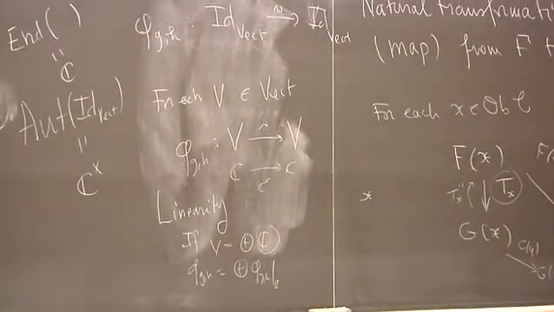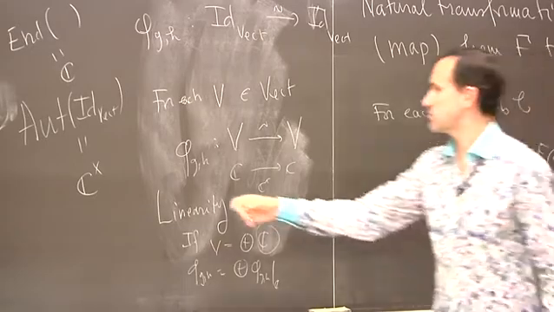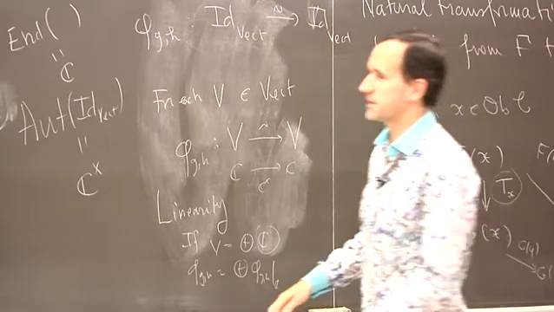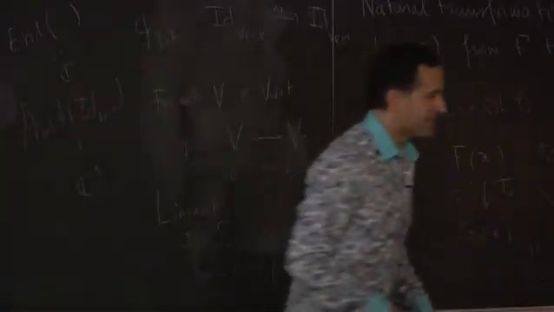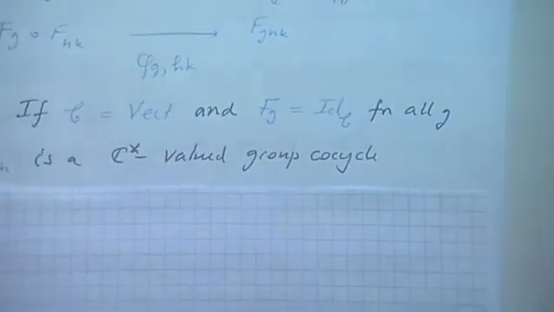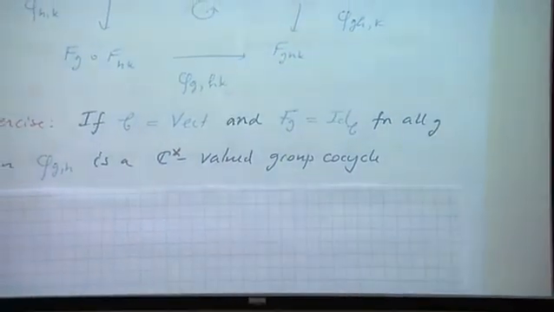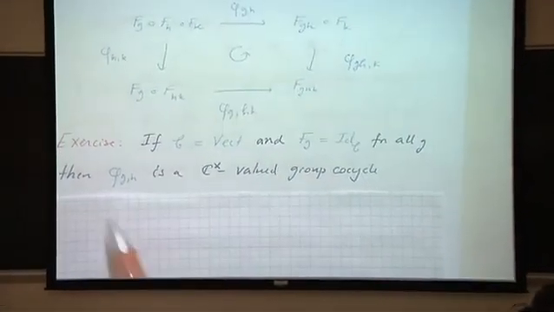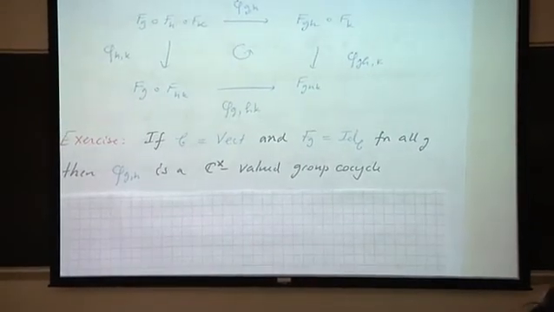So what looks like a huge amount of complicated data is actually, in this case, just one number, which is required to be non-zero. But I do have to specify such a number for each pair of group elements, and these numbers are subject to a condition, and the exercise I'm assigning is that the condition is a group cocycle condition. That phi gh is a 2-cocycle with values in C star.